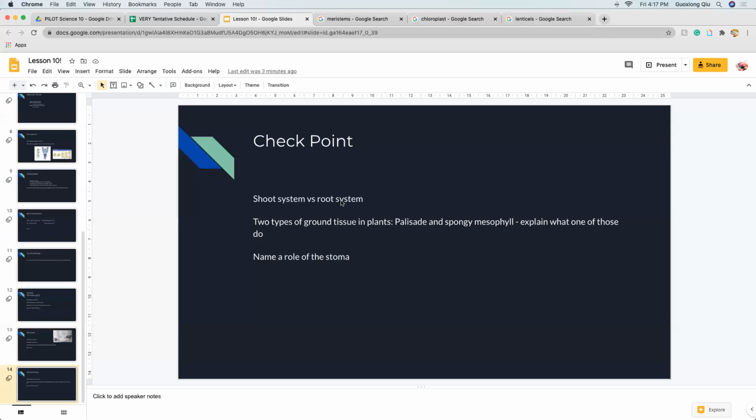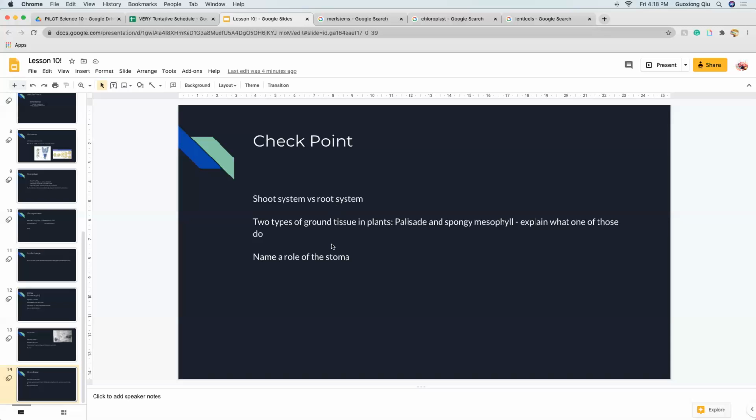All right, moving on. There are two types of ground tissue in plants. If you recall, there's the palisade tissue and then the spongy mesophyll. Choose one of the above, so the palisade or spongy, and explain what it does. Like, kind of just talk about it. Okay, so the palisade tissue, it is below the epidermis. Mm-hmm. Its shape is neatly packed and about like rectangular shape. Yep. It is used for photosynthesis. Mm-hmm.